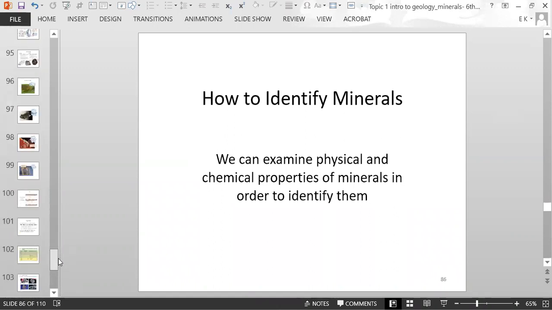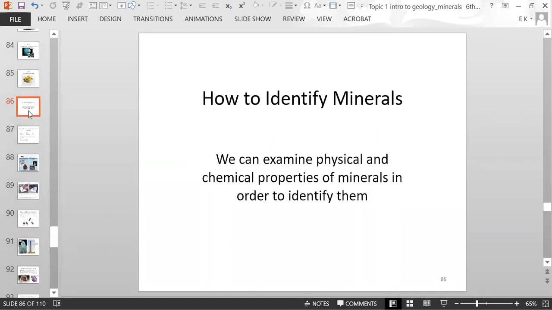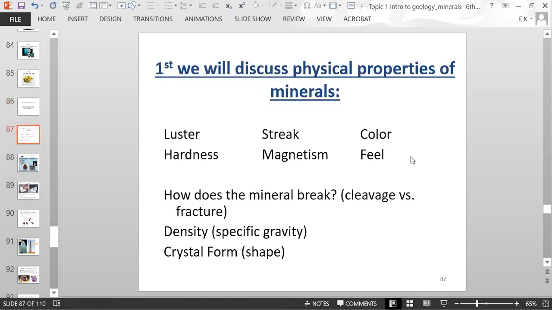Okay, so then the rest of this is all about how to identify minerals. So we can examine physical and chemical properties of minerals in order to identify them. And this section of the lecture is going to be helpful when we do the mineral lab. So here's a list of some physical properties of minerals like luster, hardness, streak, magnetism, color, and feel. How does the mineral break? What's the density? And what's the crystal form?